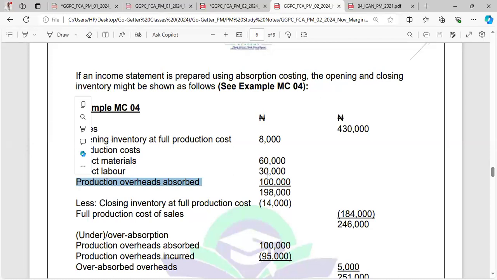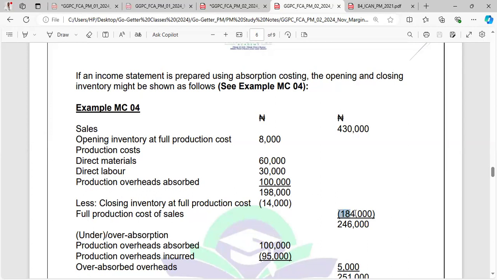That is what we have, this 100. When you add all of this, you have 198. Then you less your closing stock. This closing stock has both variable and fixed. You less it. Then you have your full production cost of sales.